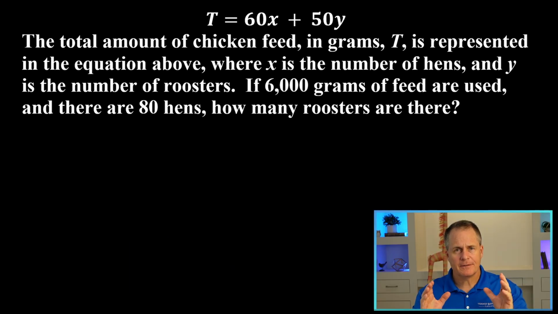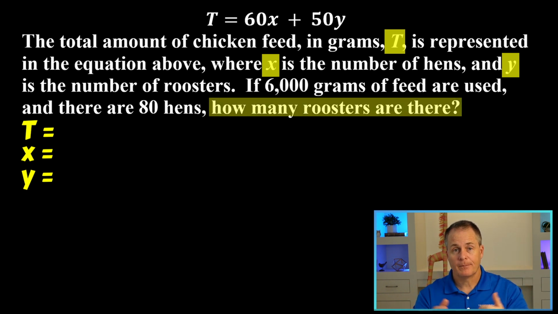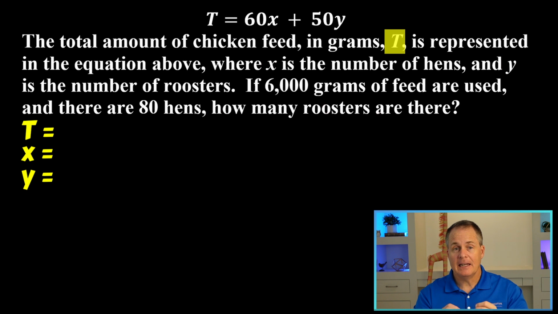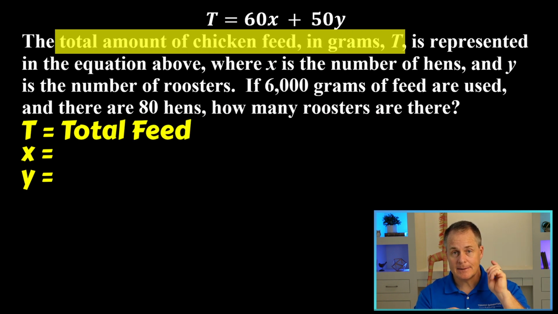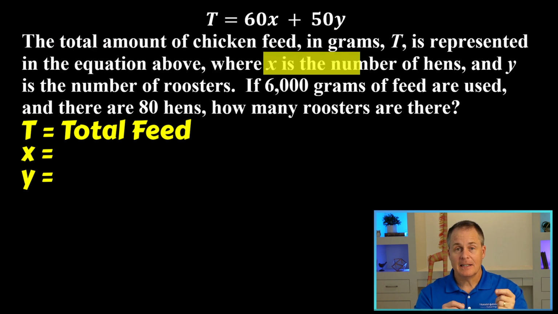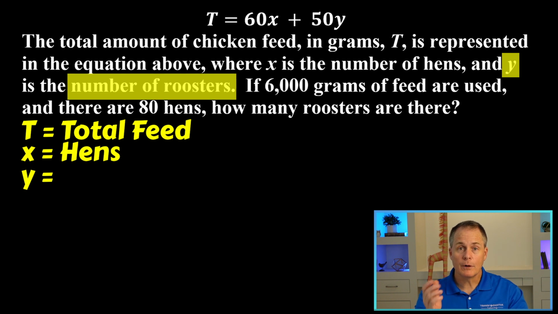So this problem looks very similar, but they've upped the game a little bit because now there's 3 variables. There's t, x, and y. So let's go on a little tiny treasure hunt to figure out what does t stand for, what does x stand for, and what does y stand for. And of course, what's the question asking? Well, t is the total amount of chicken feed, which makes sense, t for total. And then x is the number of hens. And y is the number of roosters.